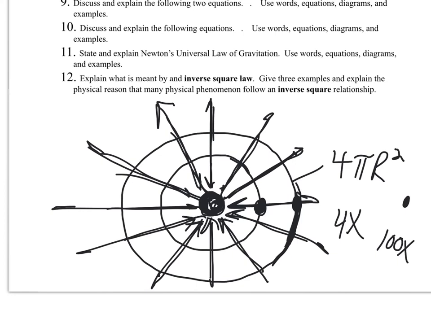And so it's inverse, because the bigger the distance, the smaller the force, and it's inverse square, because if you double the distance, you get 2 squared, or 4 times weaker, or 10 times the distance, 10 squared, or 100 times weaker than the original force.